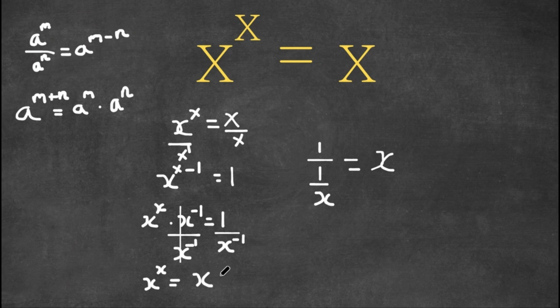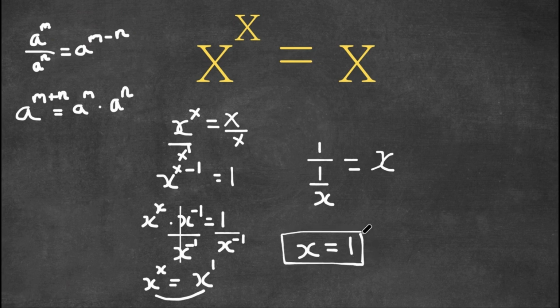And now the exponent for x is actually 1, right? So we have x to the power of x is equal to x to the power of 1. And as you can see here, we have the same bases for both of these, meaning if we have the same bases, our exponents are the same as well. So that means if we set our exponents equal to each other, we get x equals 1. So we get x equals 1, and this is a solution.